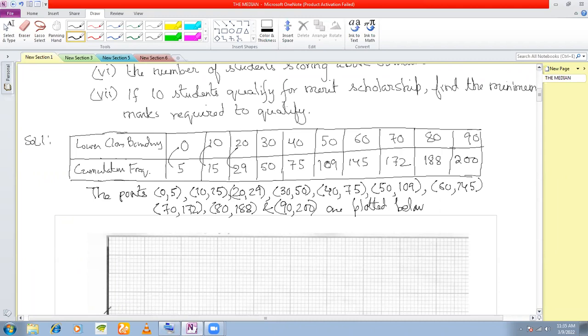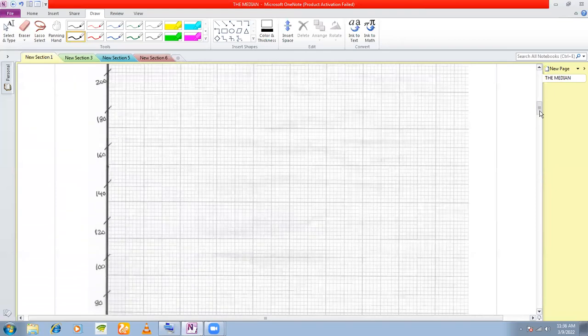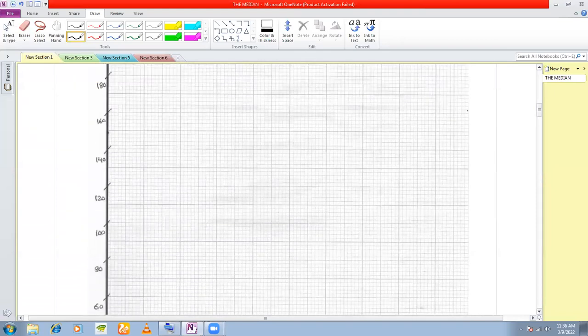Now, before starting to plot, please note that n is the total frequency, which here is 200. We are going to use this also. This is n. The last cumulative frequency is nothing but the sum of all the frequencies. And these points need to be plotted in the graph. I'll show you the plottings in the next class.